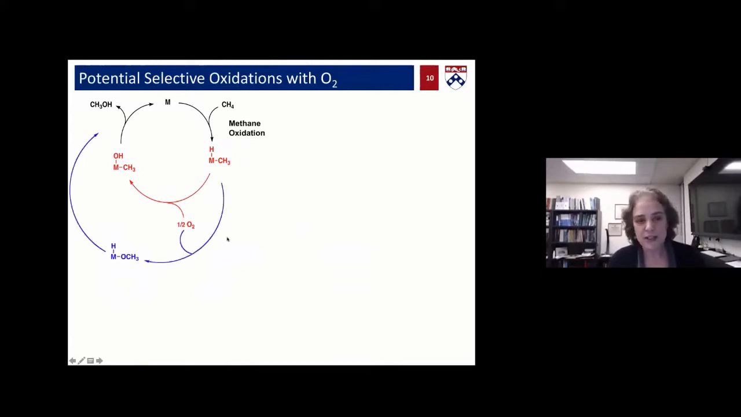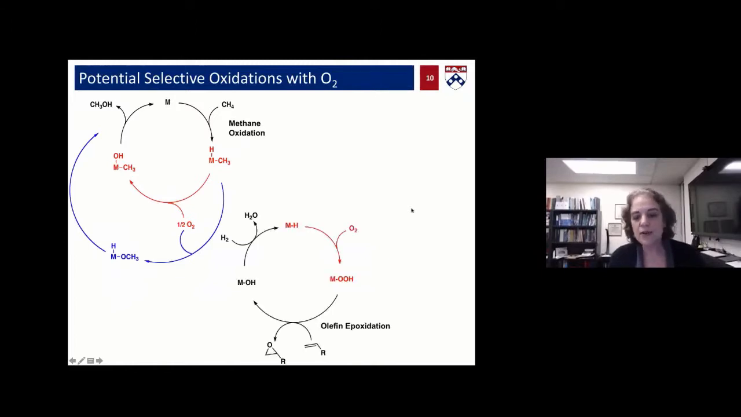You can also imagine inserting oxygen into the metal carbon bond and then having an OH reductive elimination in the last step. Similarly, we can think about olefin epoxidation reactions by inserting oxygen into a metal hydride bond to form this metal hydroperoxide, and then transferring the oxygen to the olefin, and then doing a hydrogenolysis reaction with hydrogen of the metal hydroxide back to the hydride.